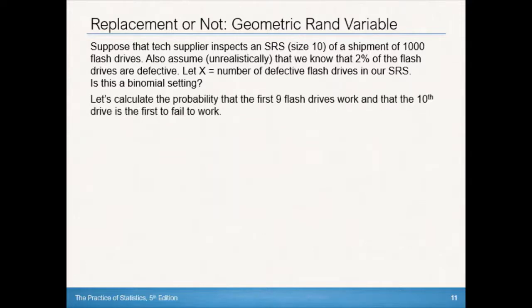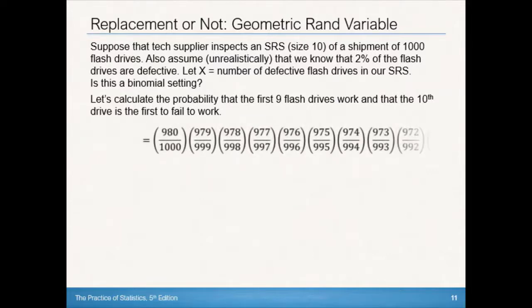Let's calculate the probability that the first 9 flash drives work and that the 10th flash drive is the first one to fail. So this is sort of a geometric setting in this case. The probability the first one works: there's 980 of them that work, since 2% are failures.